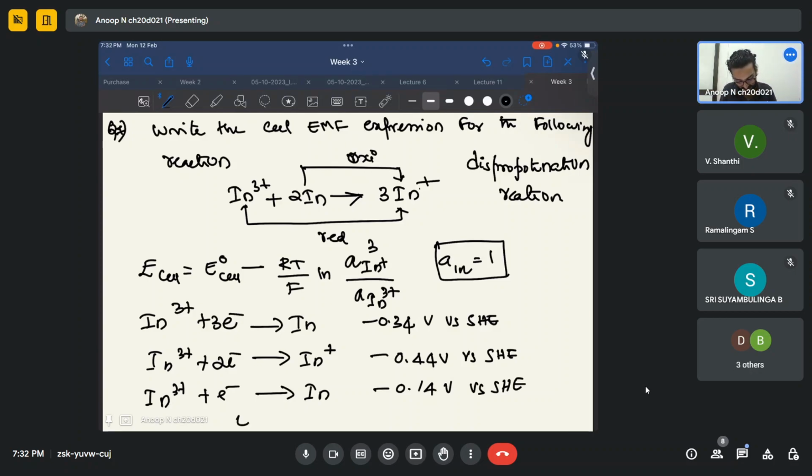So here this cell can be minus 0.44 minus (minus 0.14), which is equal to minus 0.3 volt. What is happening? In3+ is giving In+, then In+ is there, In0 is giving In+.